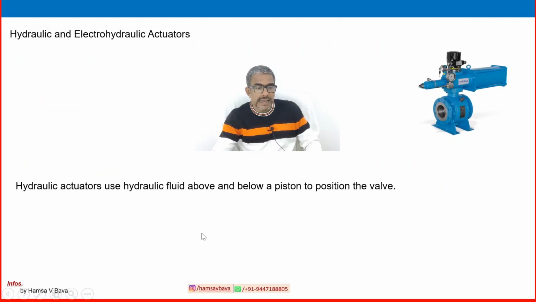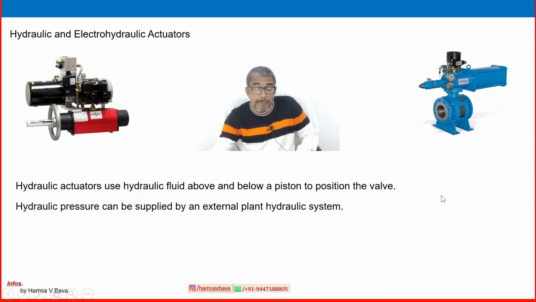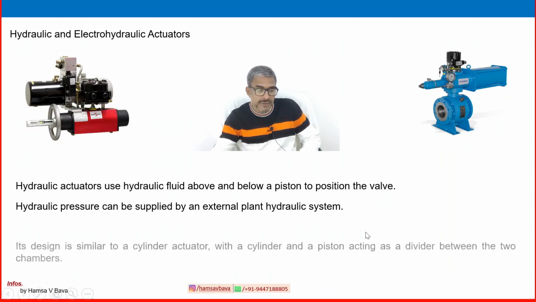Another type is the hydraulic actuator. Hydraulic actuators use hydraulic fluid to move a piston and position the valve. So hydraulic fluid is used to power the piston. Hydraulic pressure can be supplied by an external hydraulic plant. A hydraulic oil tank will be there, pressurizing and supplying hydraulic fluid to the piston.